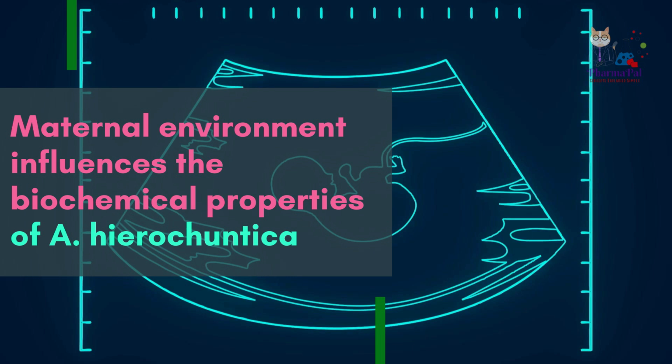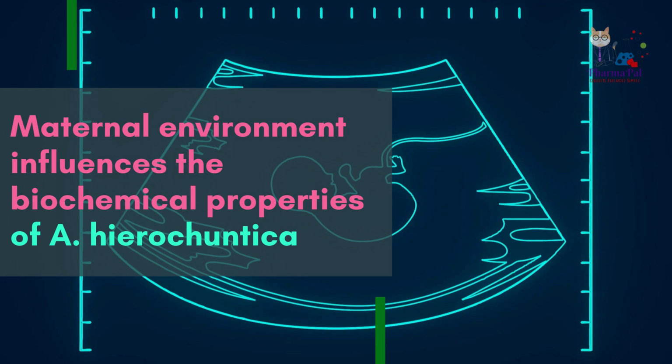Why is the study of Anastatica hierochuntica particularly relevant in the context of climate change? This plant species is adapted to extreme desert environments, making it an excellent model for studying stress responses. Understanding how maternal stress conditions affect progeny can provide insights into the resilience of desert plant communities amidst climate change, which is crucial for conservation efforts.